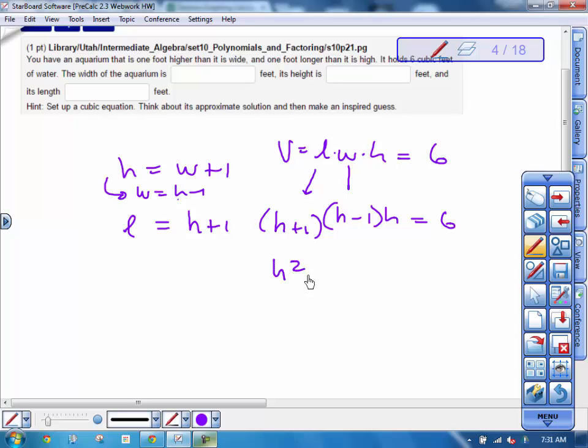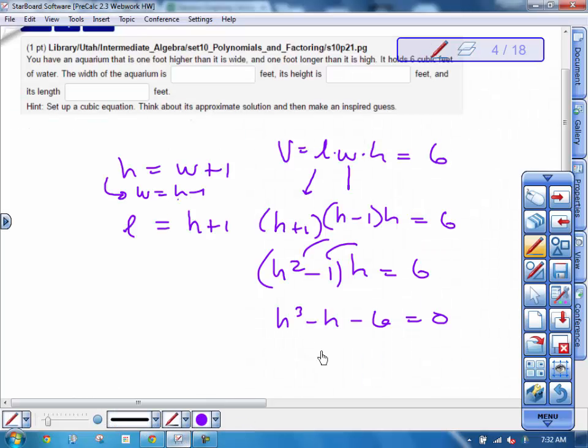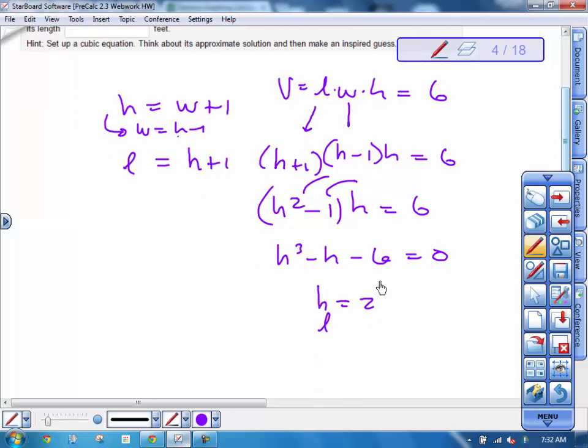That gives me h squared minus 1 because it's the difference of 2 squares. I still need to multiply that by h. That gives me h cubed minus h minus 6 equals 0. That's my polynomial. Now I just need to graph that and find out what the height is. You can do that in decimals, and where it equals 0 is where h is 2. So h equals 2. If h equals 2, then the length equals 3. And then if you plug in h equals 2 here, subtract 1, you get the width equals 1.